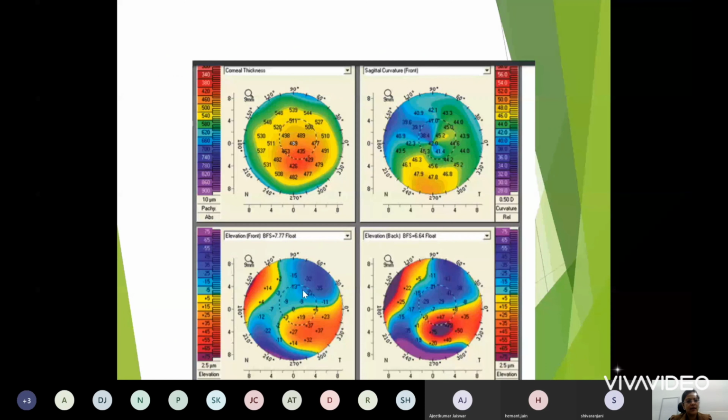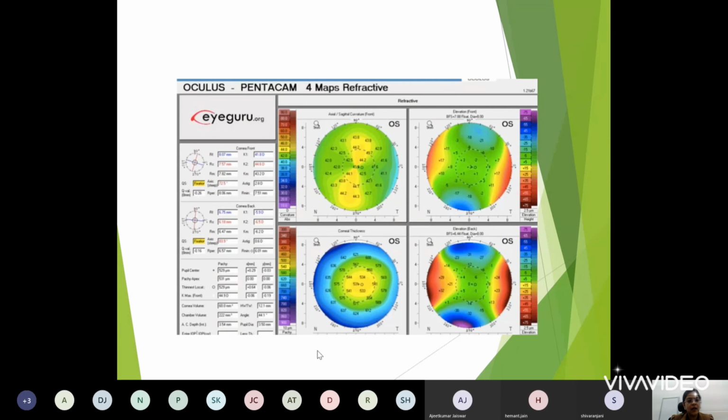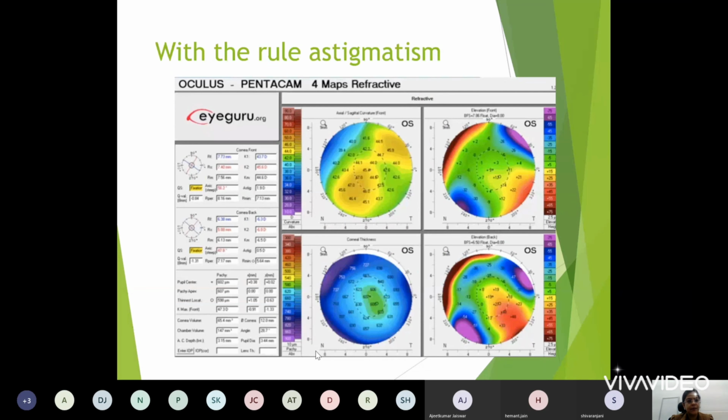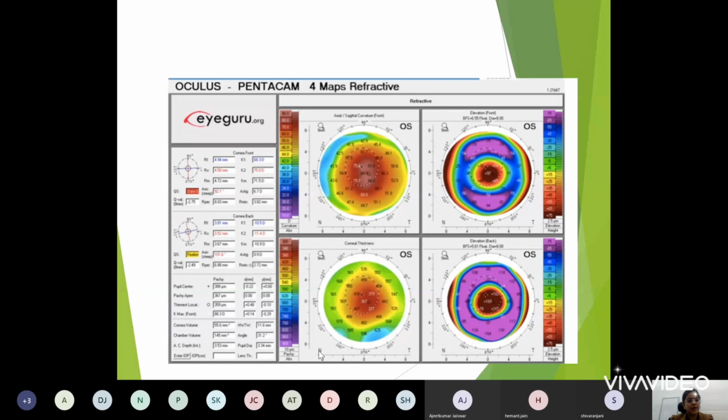Coming to the next, this is a frank keratoconus map because the lowest thickness point is 400. This is a symmetric bow tie with the rule astigmatism. It is a normal eye. In this map, again it is with the rule astigmatism. So with the rule astigmatism with high cylinders can also depict this kind of picture. This is again a case of keratoconus.